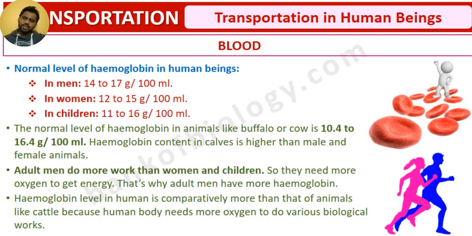Hemoglobin level in humans is comparatively more than that of animals like cattle, because the human body needs more oxygen to do various biological works. Let's move ahead.